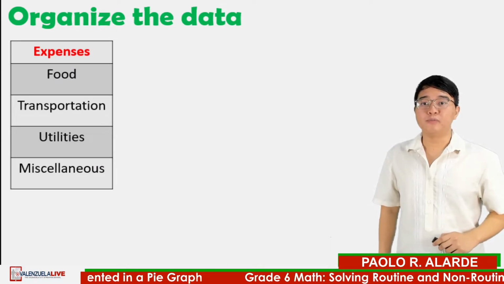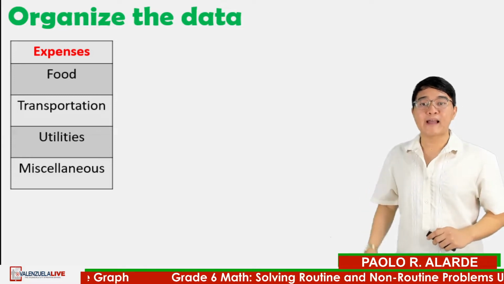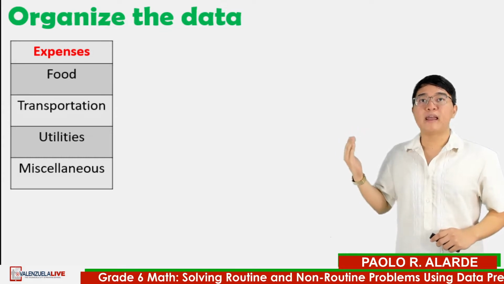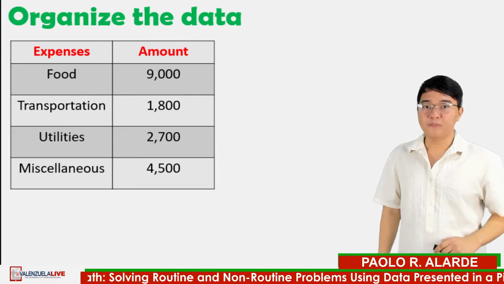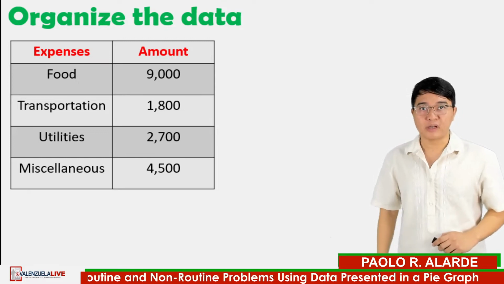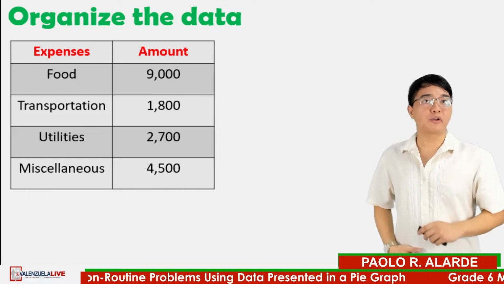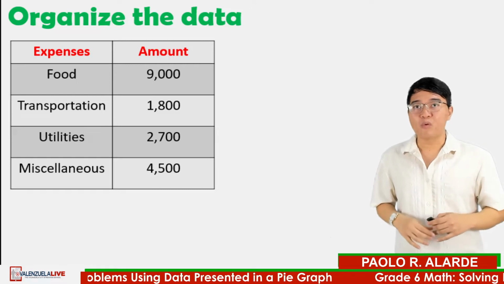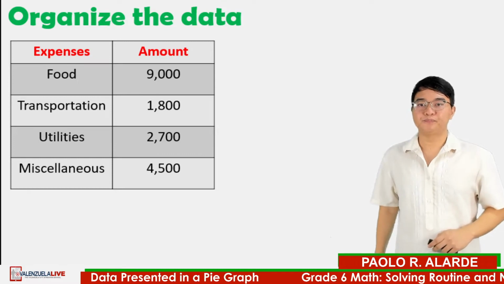So, in the first column, we are going to write down all the types of expenses, or what we call the categories, which are the food, the transportation, utilities, and miscellaneous. And for the next column, let us write down the corresponding amount spent for each category. 9,000 is spent for the food, 1,800 for the transportation, 2,700 for the utilities like electricity, water, and 4,500 for miscellaneous.